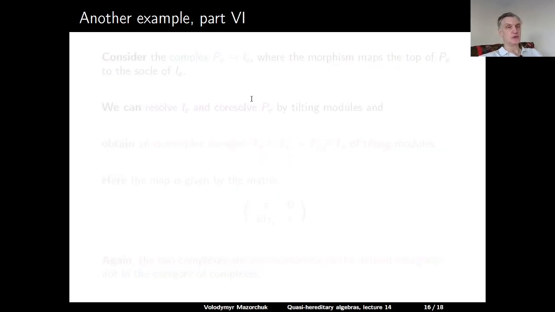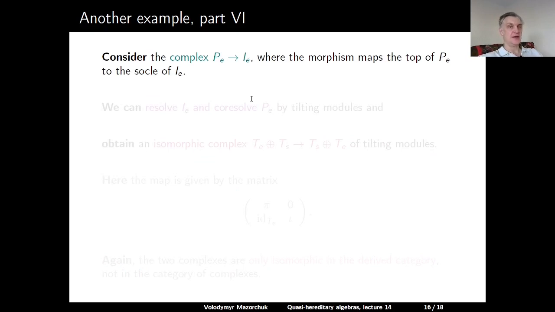Okay, we can also look at the complex given by taking the top of PE and sending it to the socle of IE. There is also a homomorphism between PE and IE in the opposite direction. But just like in the previous case, we can resolve IE by tilting modules, we can co-resolve PE by tilting modules, and glue these two resolutions and co-resolutions into a complex which represents the original complex P goes to IE.